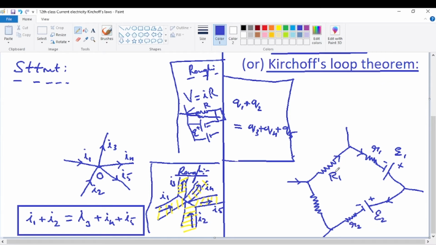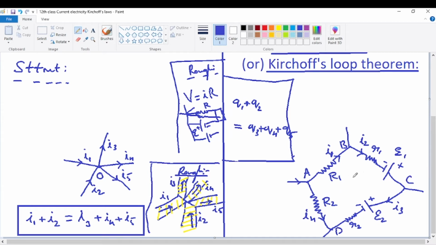Now here, this is a regular resistor. Its resistance is denoted as capital R1. So it's not related to any cell. And another resistor is there, R2. The current flowing through this part is I1. Next, the second part, the current is called I2. Through the third part, current is I3. And finally, through the fourth part, the current is I4. Now this closed loop is denoted as A, B, C, D.